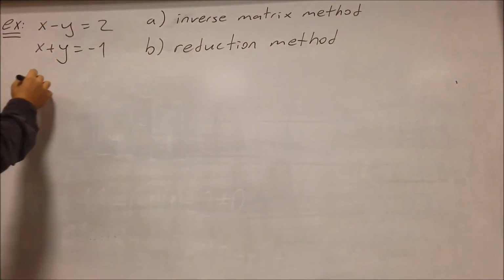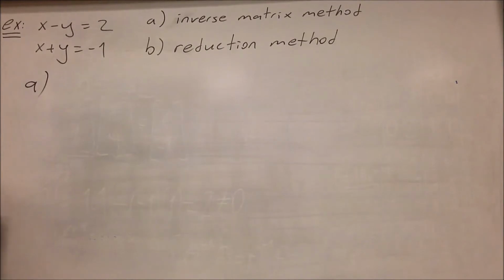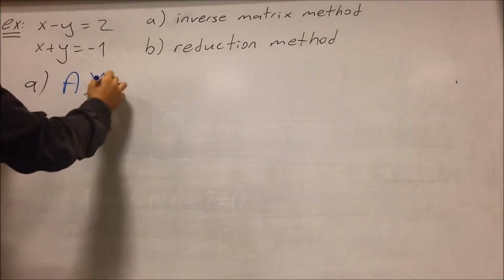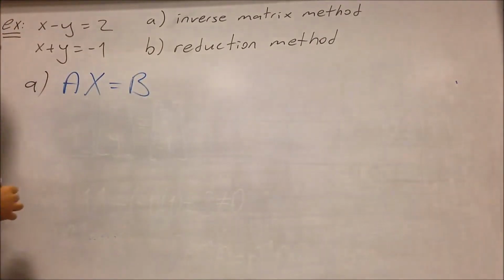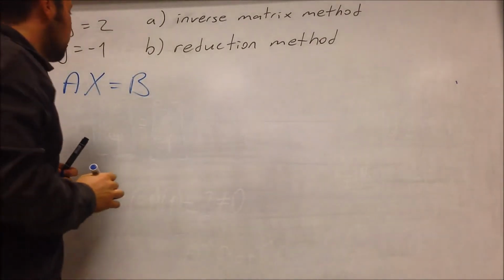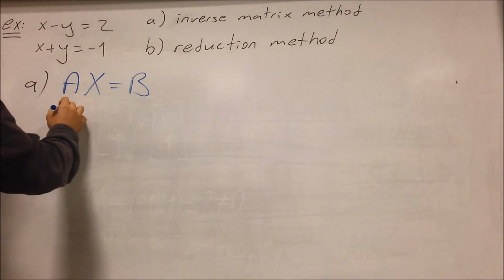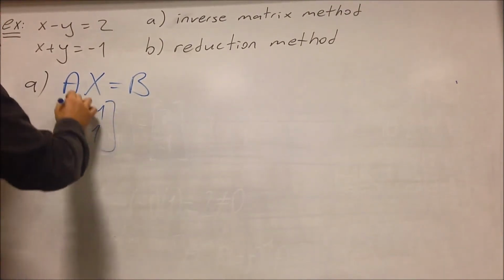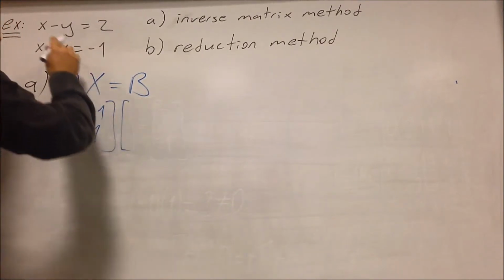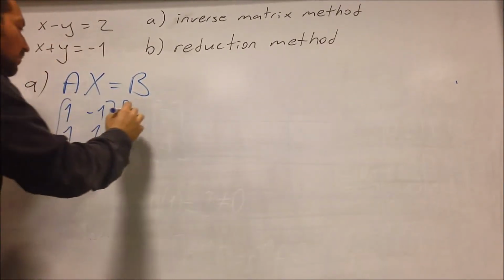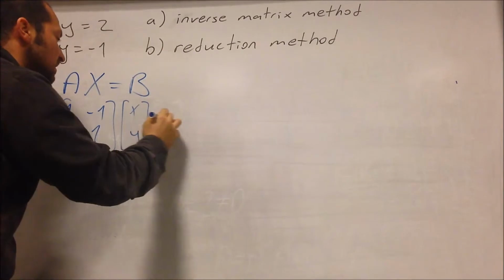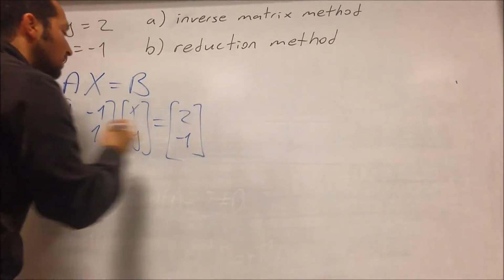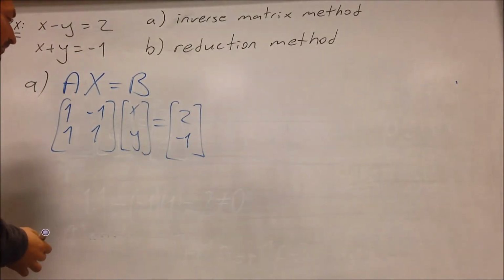Inverse matrix method. Let's start with that. How do we apply it? We first need to write down the system in this form, AX equals B. The way to do it will be as follows. Write down the coefficients matrix, 1, minus 1, 1, 1, the unknowns matrix, X and Y, and finally the constants on the right hand side, 2 and minus 1.